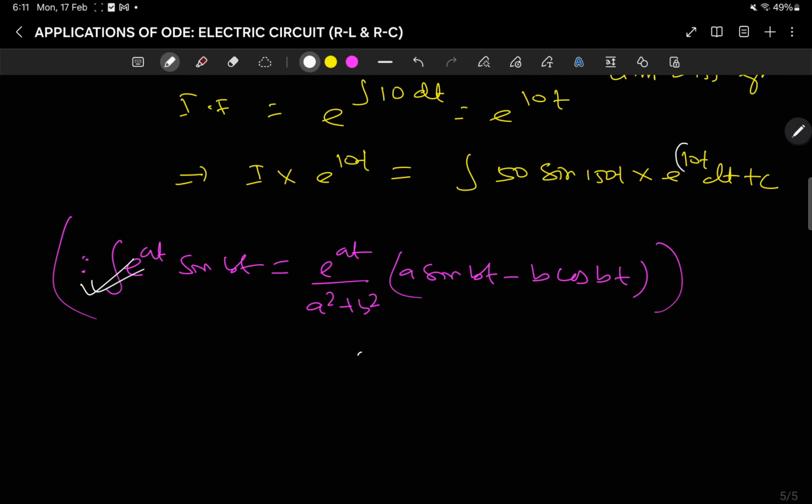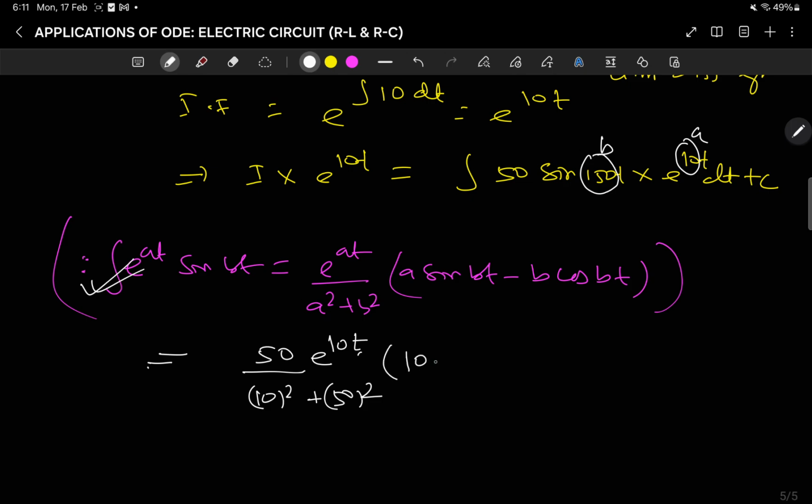So here what is your a? This is your a and this is your b, and 50 is constant. So you will be getting 50 e to the power 10t by 10 square plus 150 square, a sin bt, so 10 sin 150t, a sin bt minus b cos bt, 150 cos 150t plus some constant.